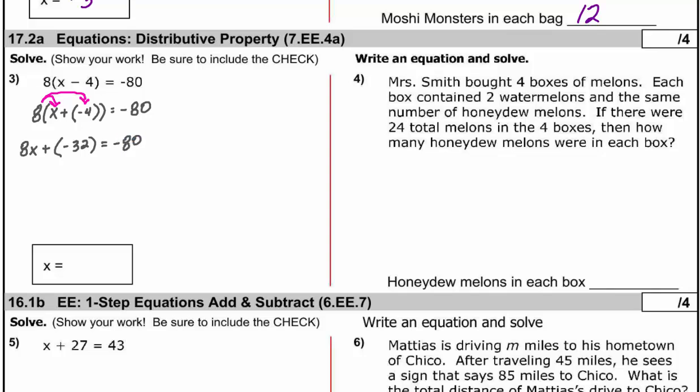Now, before I go any further, let's go ahead and get that dashed line. Now I'm ready to actually start doing things on both sides. And my first thing on both sides is to add 32. I want to cancel that out. I want 32 zero pairs. If I do it on the left, I have to do it on the right also. On the left, 32 zero pairs, those cancel out. The only thing left is 8x.